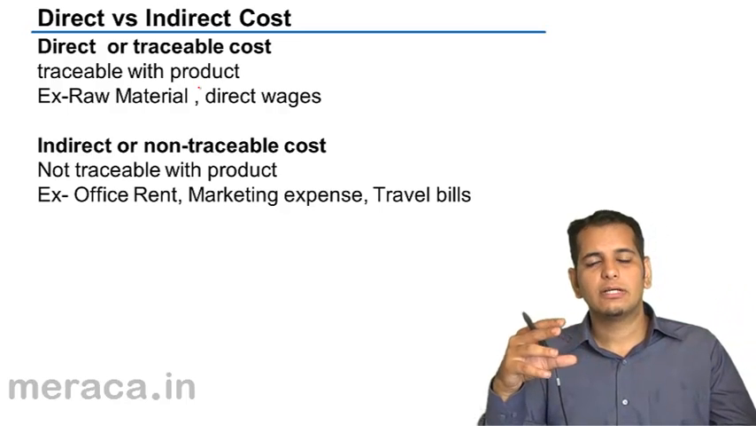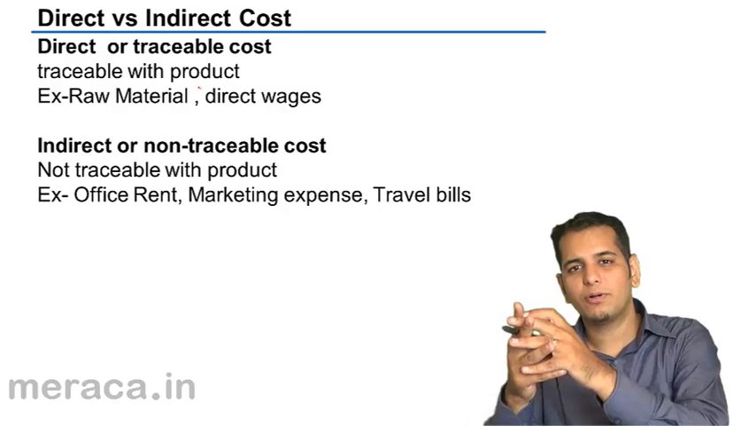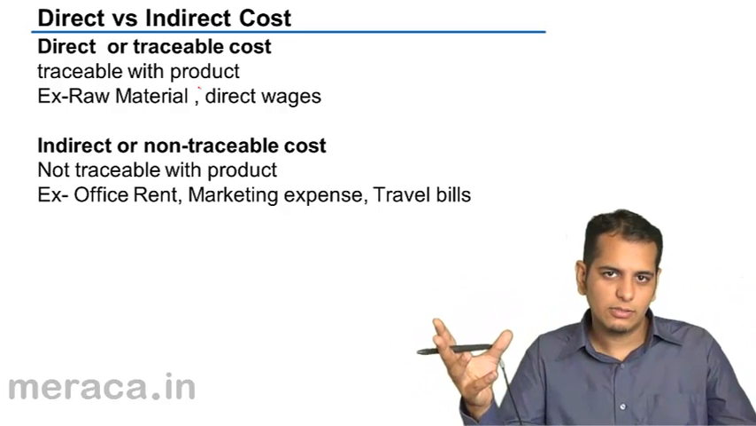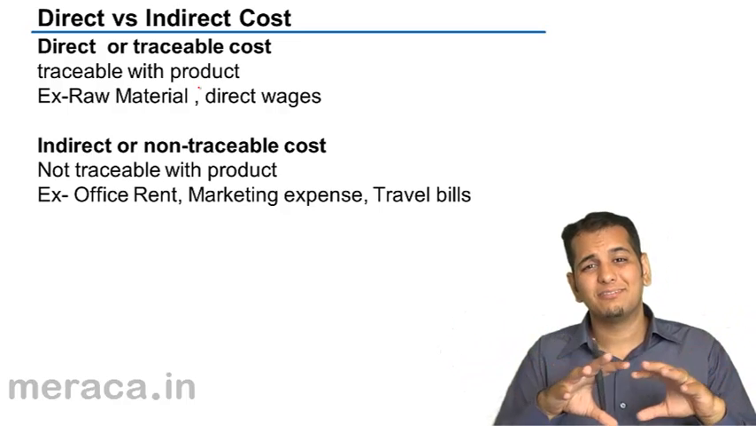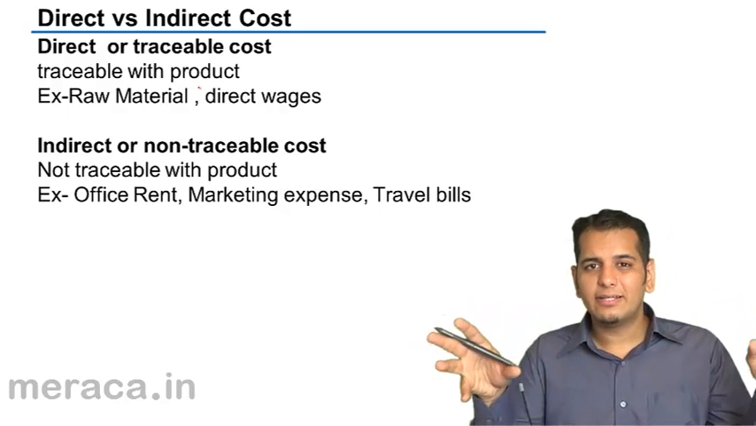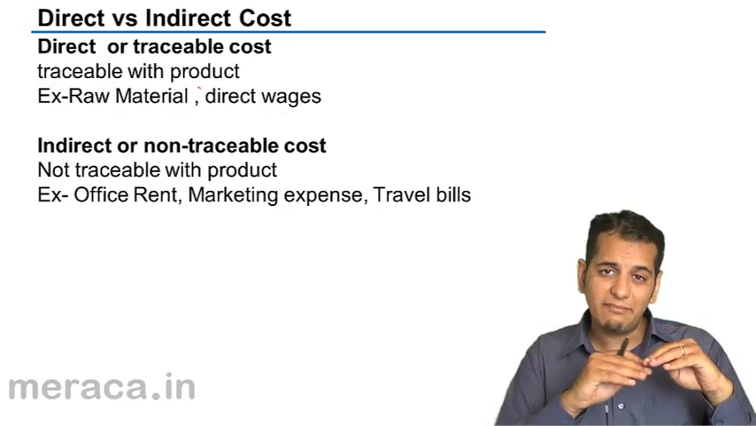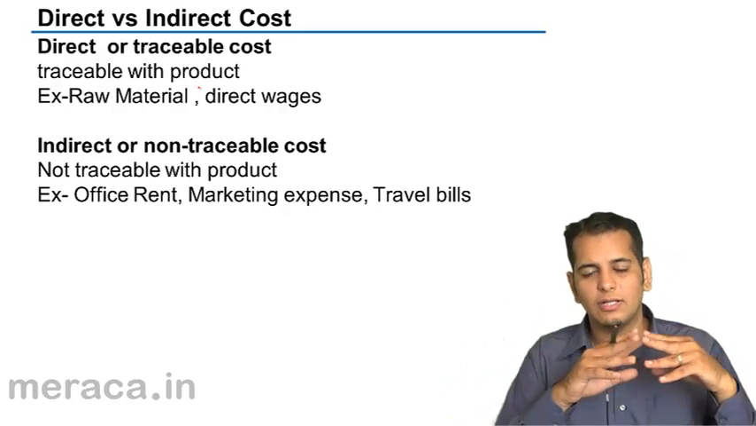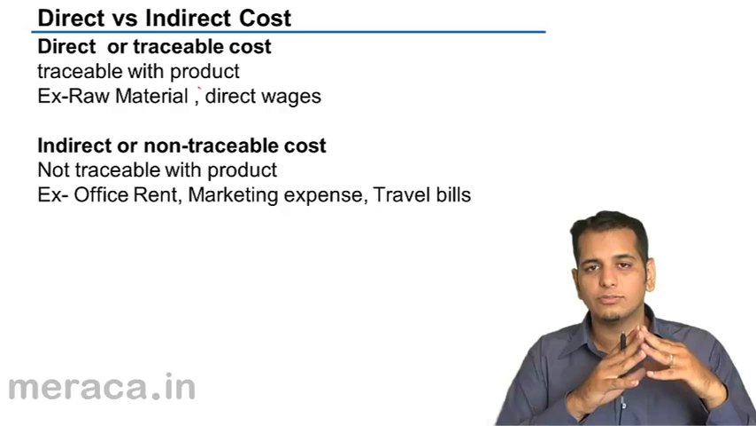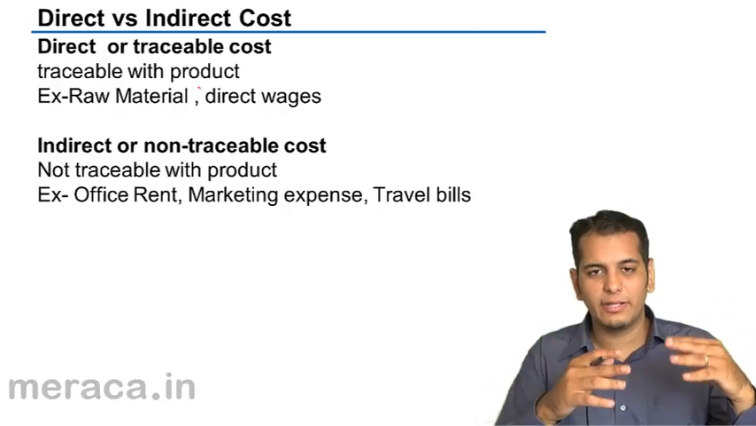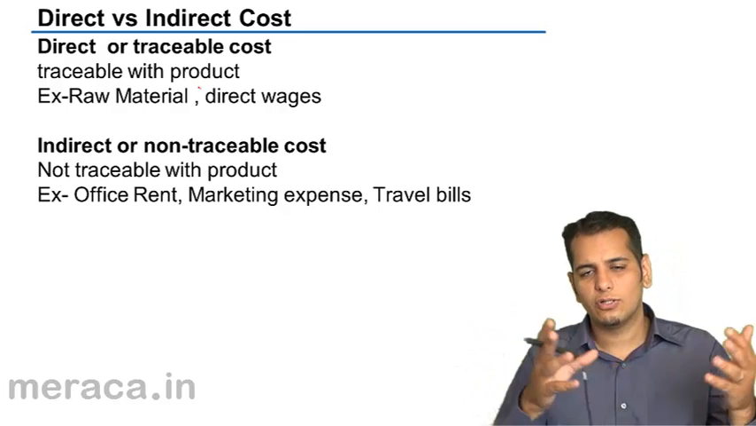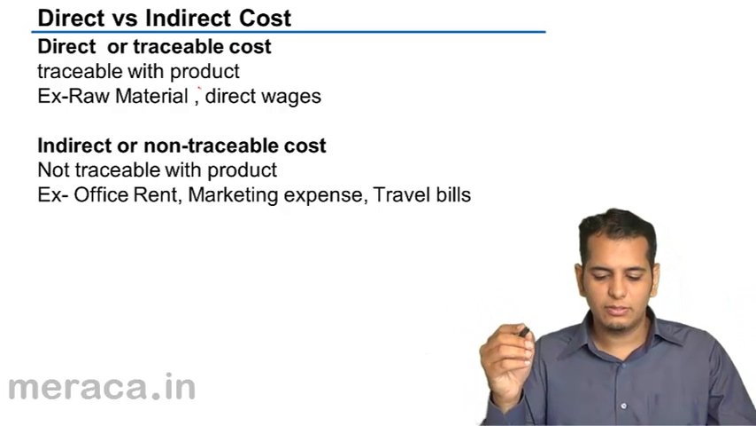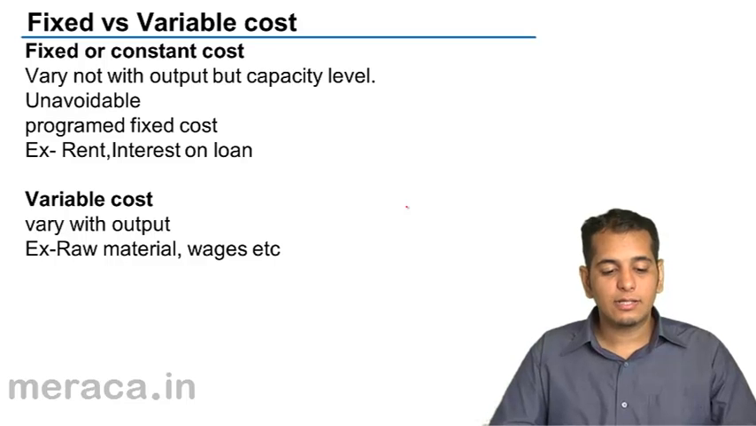So, those costs which are directly related to production are called direct costs, and those costs which are not directly related to production, which are indirectly related, which do not have a direct impact on the production, are called indirect costs. Direct costs are also called traceable costs. Indirect costs are also called non-traceable costs. Let's understand what are fixed costs and what are variable costs.